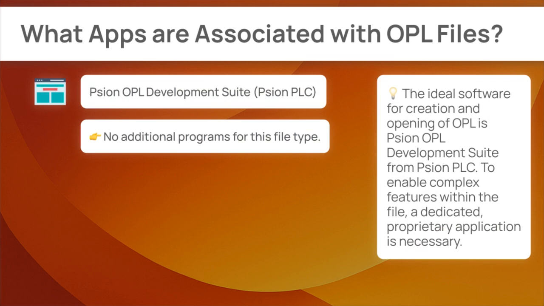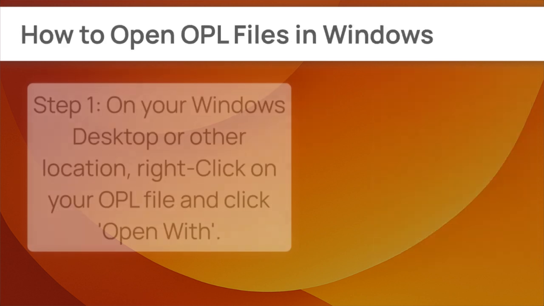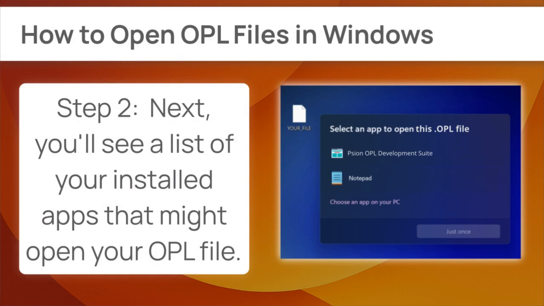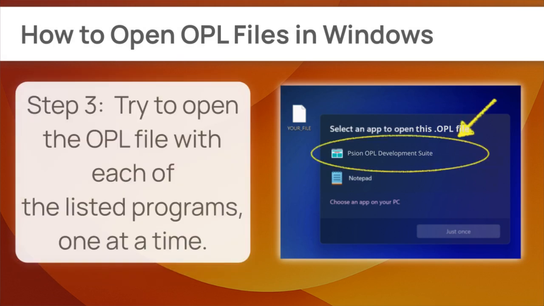Windows cannot interpret scripting languages automatically, requiring the proper toolset. The problem is often a missing file hook. Right-click the OPL file and choose Open With. Start with Psion OPL Development Suite if available. If not, select another application from the list.